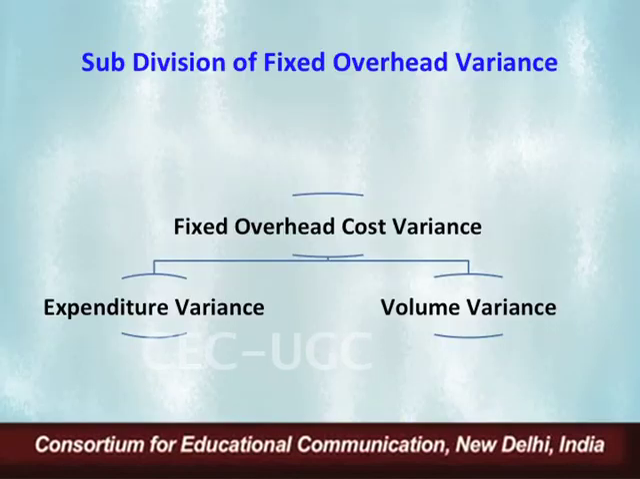Now the subdivision of fixed overhead variance. Once we have computed fixed overhead variance, we have to justify it by computing the expenditure variance and volume variance. Again, I would say it is justified by the sum total of expenditure variance and volume variance. So whatever we compute in fixed overhead cost variance, the sum total of expenditure and volume should be equal to fixed overhead cost variance, right?